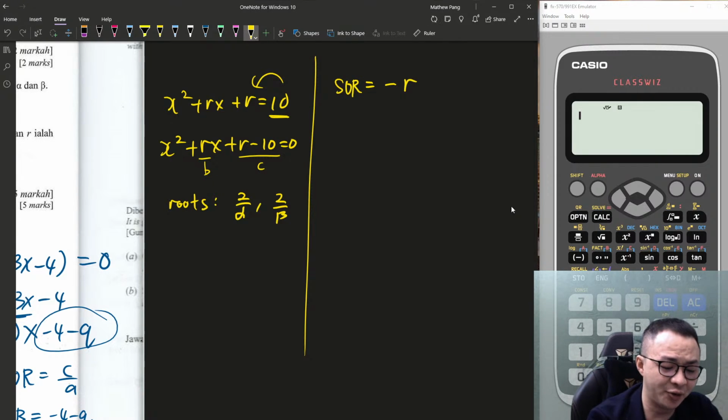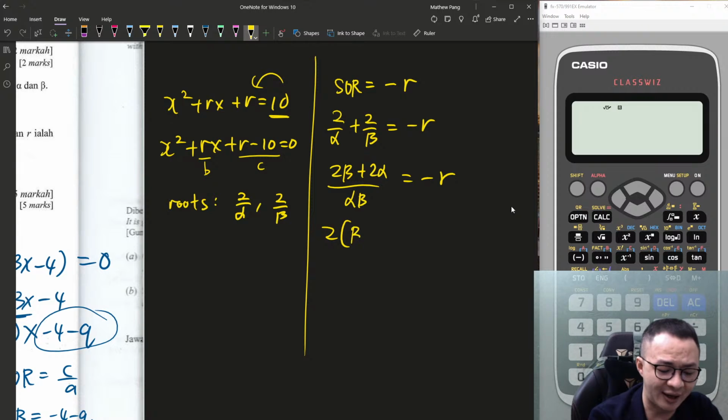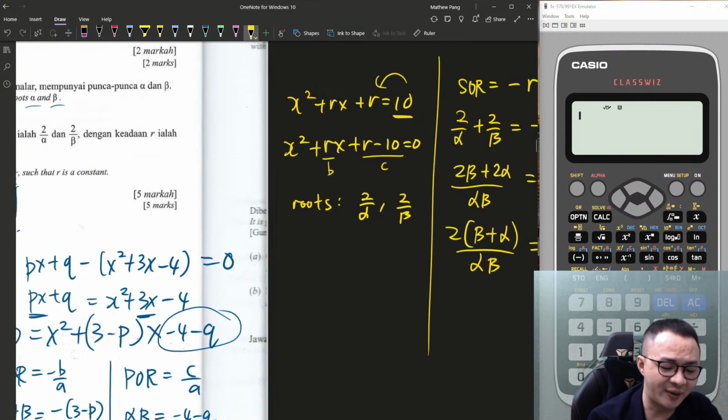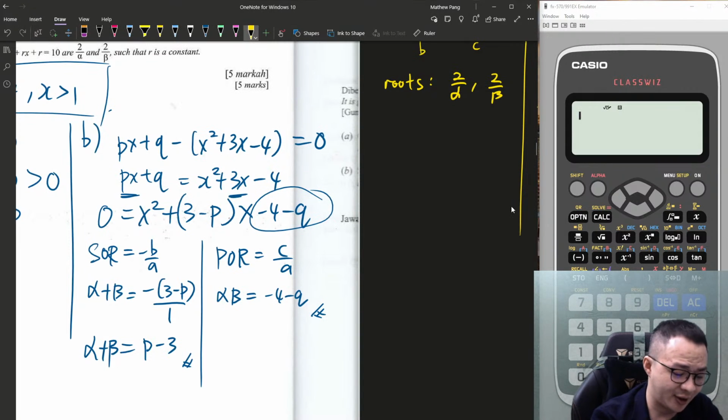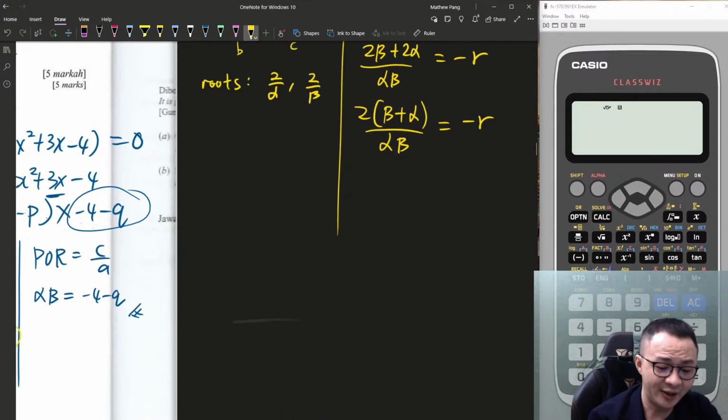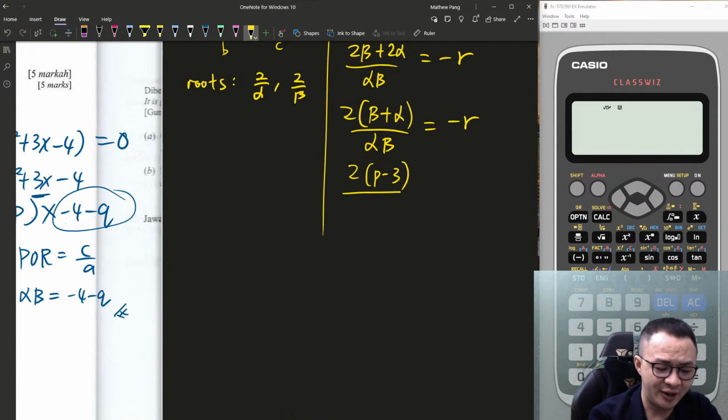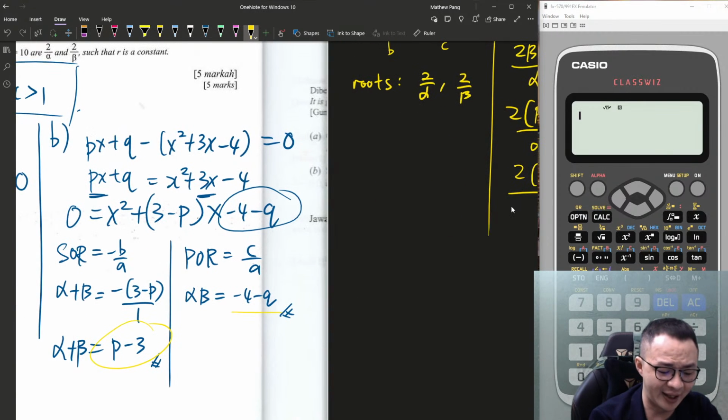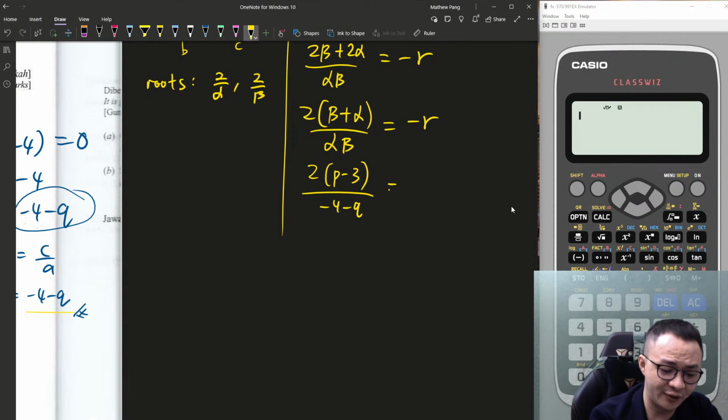Because a is 1. Alright, sum of roots basically means 2 over alpha plus 2 over beta equals negative r. Alright, so make them the same denominator, alpha beta. So this one should be 2 beta plus 2 alpha equals negative r. So you can factorize out the 2. So this is 2 times (alpha plus beta) over alpha beta equals negative r. I have the alpha plus beta, which is p minus 3. And alpha beta is minus 4 minus q. So I want to throw the negative to the other side. I prefer to throw the negative to the bottom. Yeah, so my r is 2p minus 6 over 4 plus q.